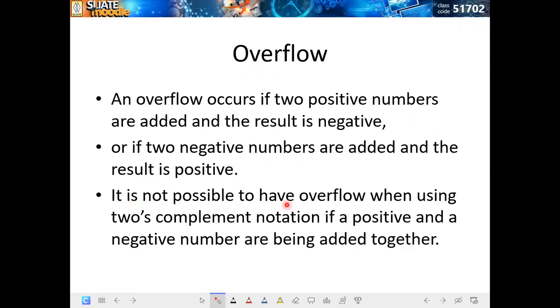It is not possible to have overflow when using 2's complement notation if a positive and a negative number are being added together. Overflow will not happen, right?